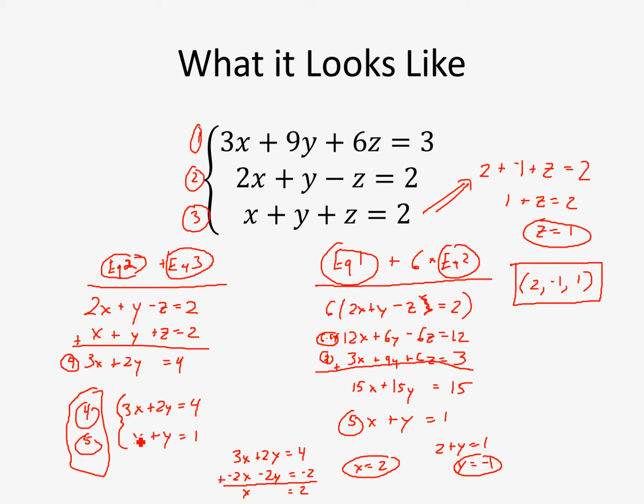So essentially the procedure is: take any two equations and eliminate one of the variables. And then you pick any other two equations and you have to eliminate that same variable. Then you have a 2 by 2 system, and then you solve that like usual. And then you go from there.